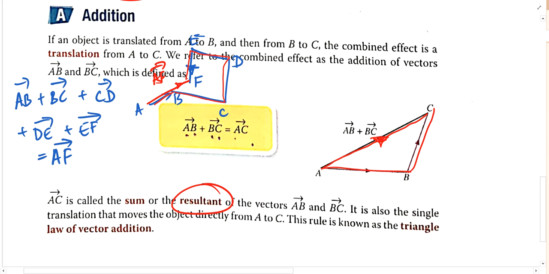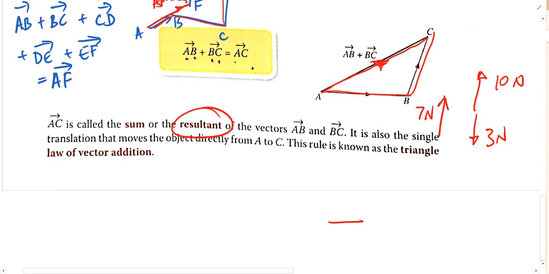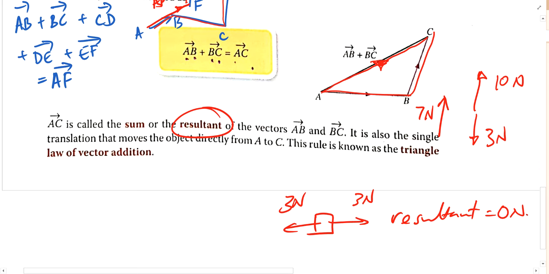So resultant, we learned that in physics. Resultant force, when you have all the forces adding up, one force going upwards, one force going downwards, maybe this one 10 newtons, this one 3 newtons, then the overall resultant is 7 newtons upwards. Resultant, it's the same. Then we had left and right, maybe an object being pushed and pulled at the same time, maybe this one 3 newtons, this one 3 newtons, the resultant is? Resultant is 0 newtons. But we've been doing that for physics, very simple one, left, right, up, down.